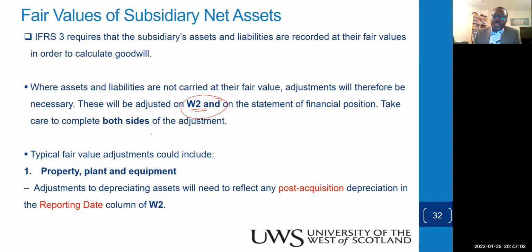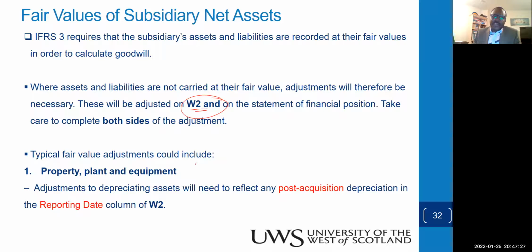So we need to take care to complete both sides on the assets and again on the other elements of the workings. Okay, so you realize that when we take the workings number 2, it affects some portion goes to the NCI, some portion goes to the group. Okay, some portion goes to the goodwill computation. So make sure you adjust both sides where necessary.